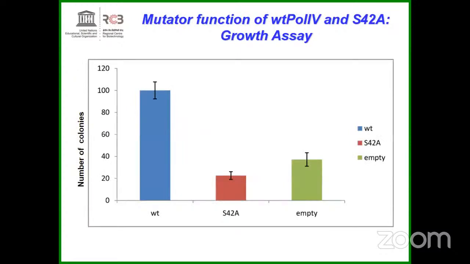And if you grow cells in the presence of rifampicin, then with wild type you see a lot of colonies, but if you have an S42A mutant, then the number of colonies decreases substantially.